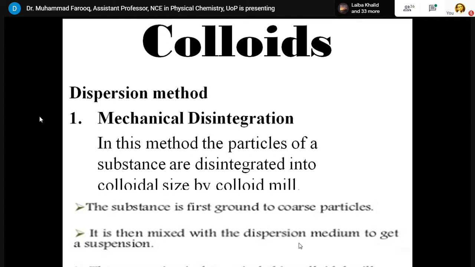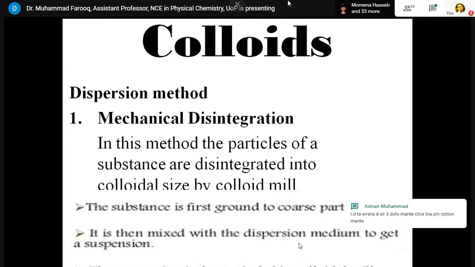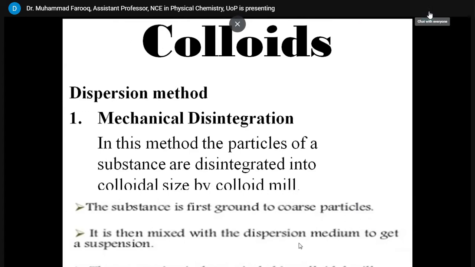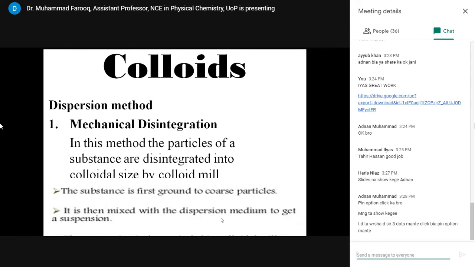Now, step number one, the substance is first ground to coarse particles. For example, we want to prepare a colloidal solution. So first we make coarse particles, just like in a flour mill. I mean the suspension is made. It is then mixed with the dispersion medium to get a suspension. The suspension is then passed through the colloidal mill.